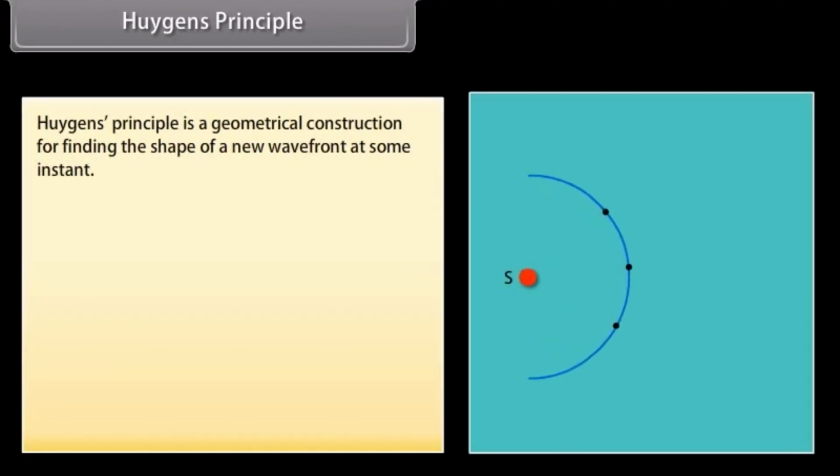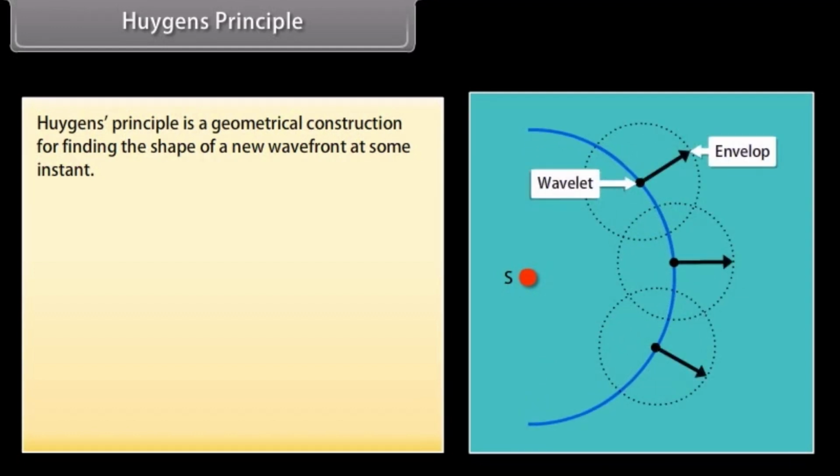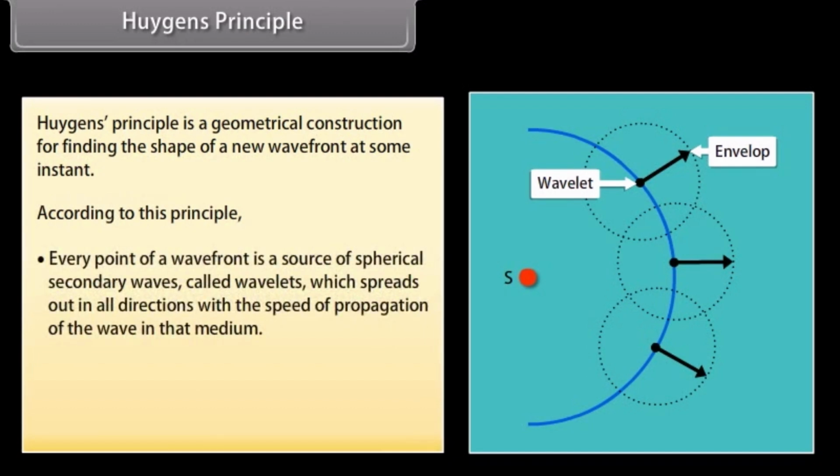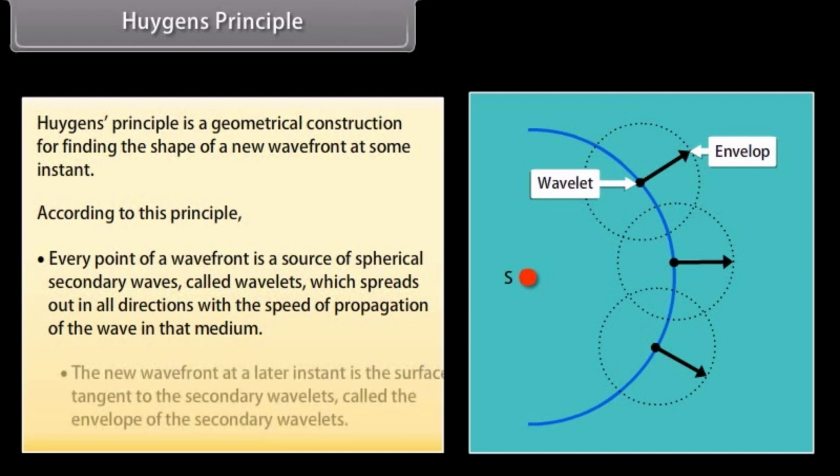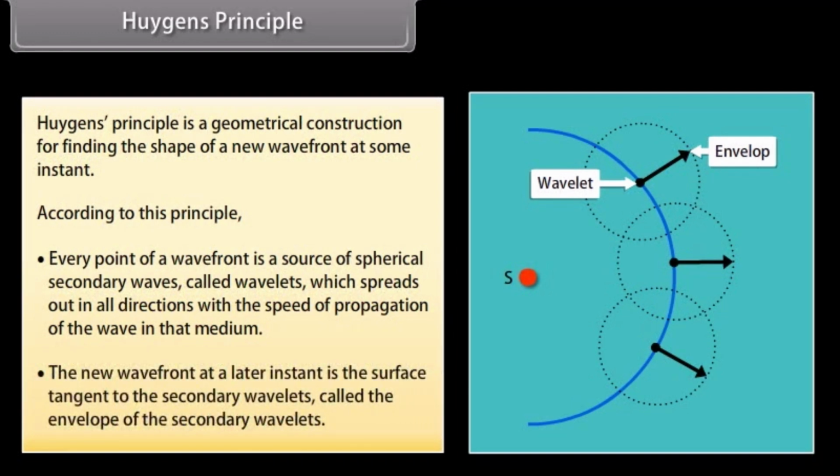Huygens Principle. Huygens Principle is a geometrical construction for finding the shape of a new wave front at some instant. According to this principle, every point of a wave front is a source of spherical secondary waves called wavelets, which spread out in all directions with the speed of propagation of the wave in that medium. The new wave front at a later instant is the surface tangent to the secondary wavelets, called the envelope of the secondary wavelets.